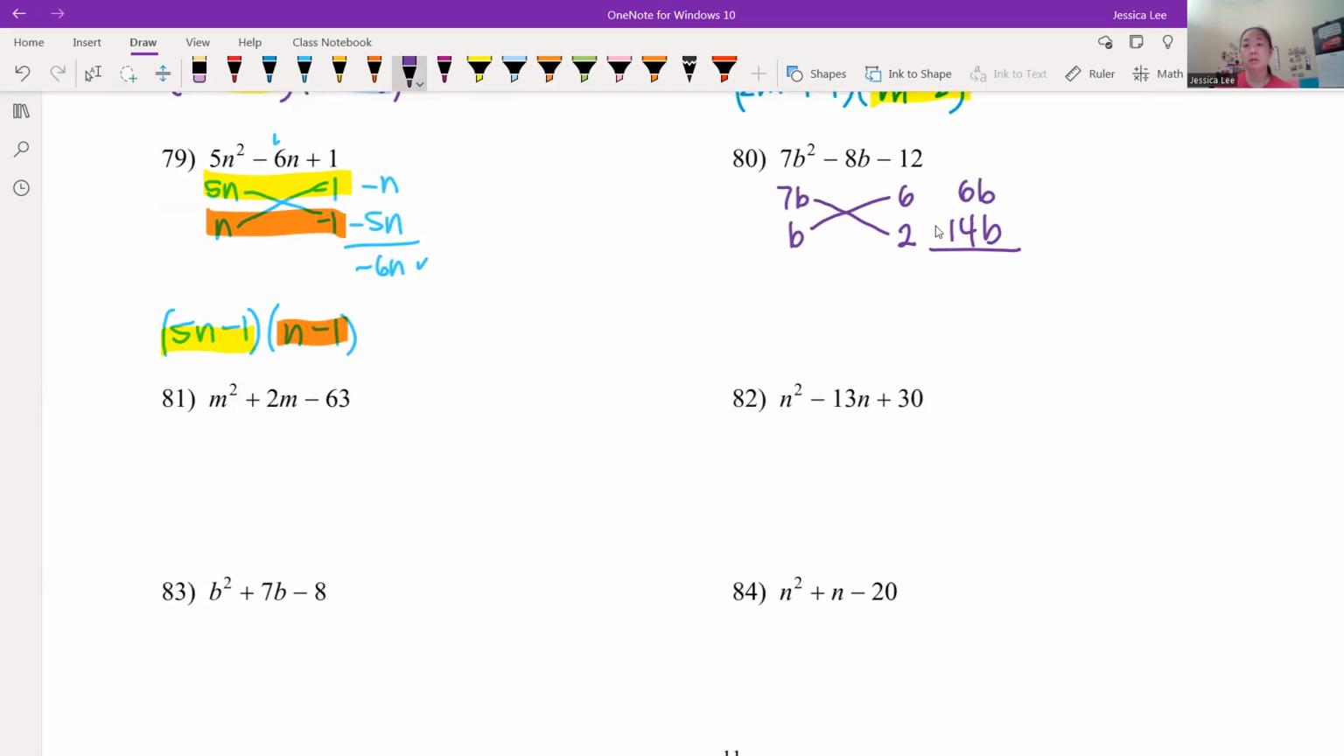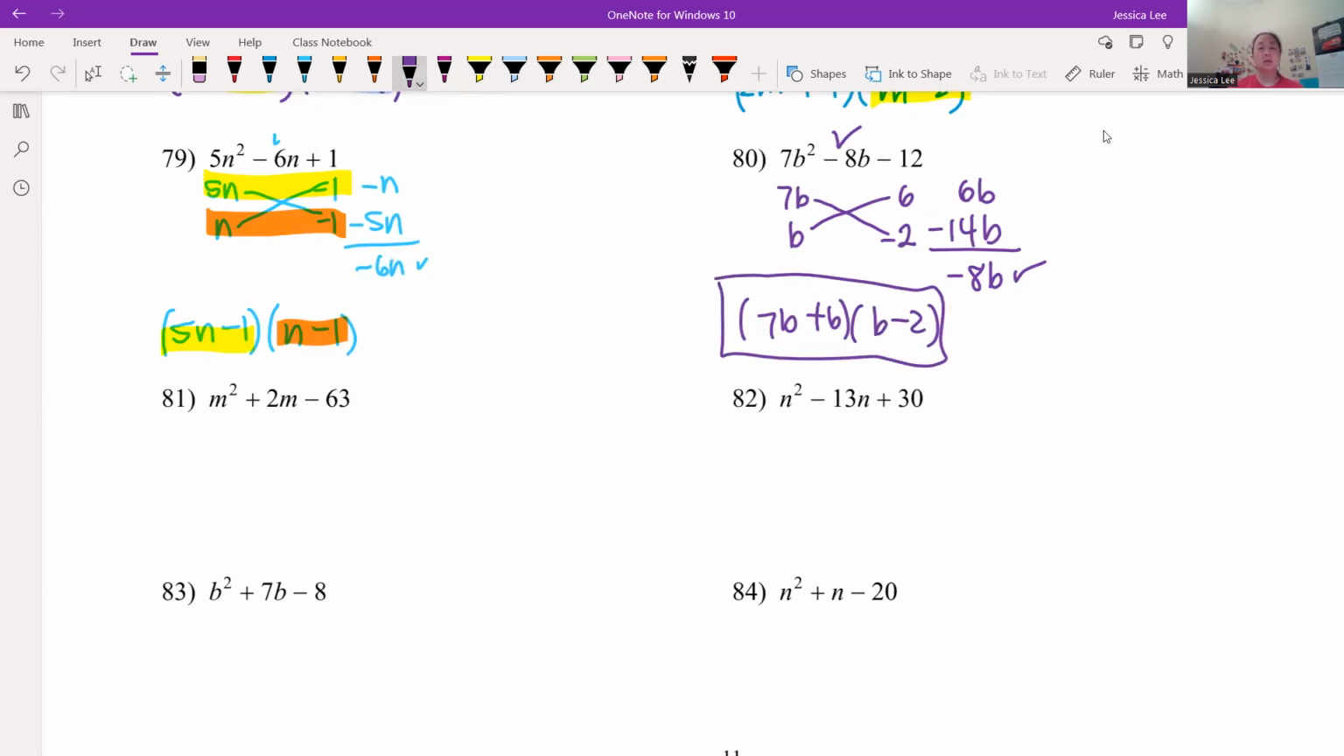I want this to be negative b, so my 14 has to be negative, which means my 2 has to be negative. And that's going to give me negative 8b, which is the same thing as my middle term. And I'm just making sure negative 2 times 6 is negative 12. Wonderful. So this is going to be 7b plus 6b minus 2. Done.